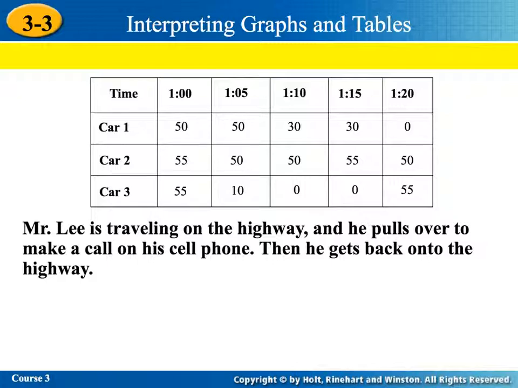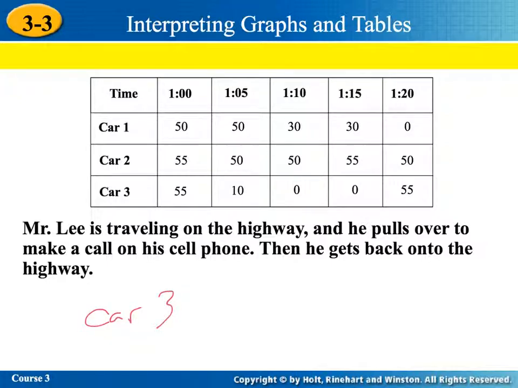What would make sense? So in order for you to stop, you have to slow down first, and then if you're talking on the cell phone and you're not moving, think about the speed at that point, and then once you're back on the highway, think about that speed. So what makes sense? Which car makes sense? Car 1, car 2, car 3 for Mr. Lee here. It would be car 3.